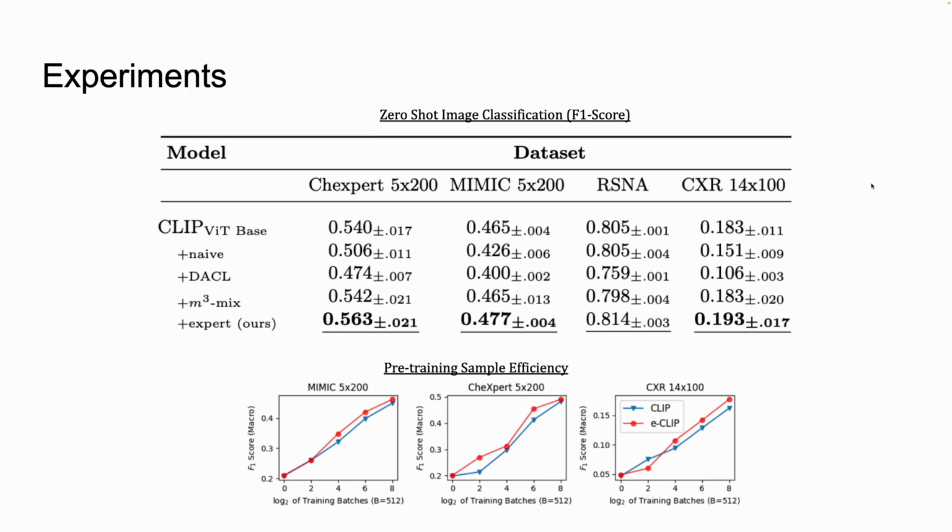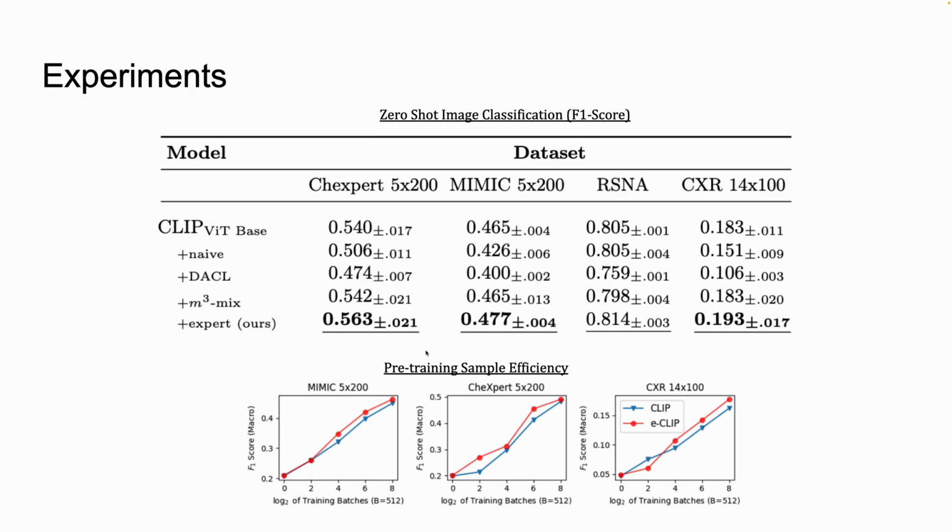For experiments, we performed a zero-shot image classification of the image encoder that was trained on CLIP loss. And we compared this for four different datasets. And we see that the expert annotated CLIP outperforms the regular CLIP.